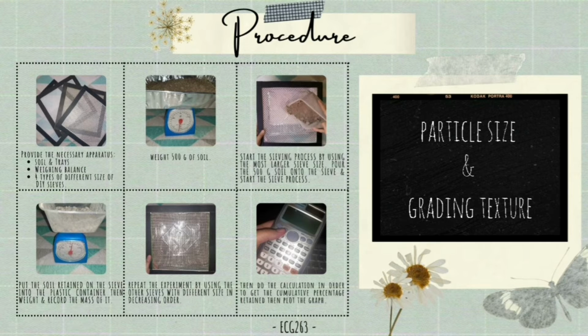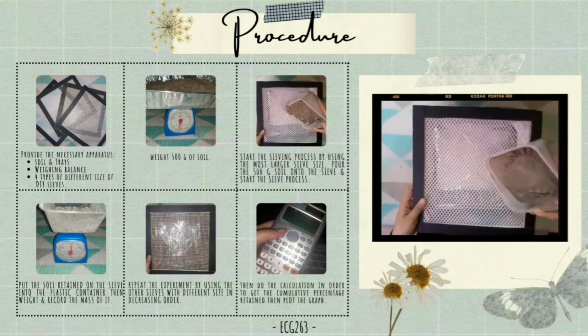Pour the 500 gram soil onto the sieve and start the sieving process. Next, put the soil retained on the sieve into the plastic container. Then wait and record the mass of it. After that, repeat the experiment using the other sieves of different sizes in decreasing order. Lastly, do the calculation to get the cumulative percentage retained, then plot the graph.